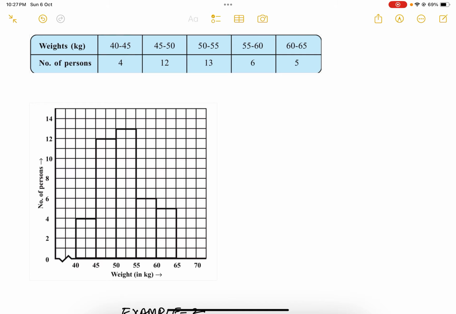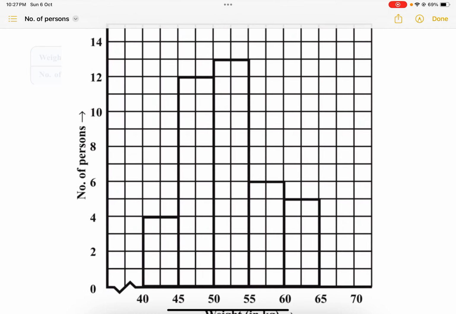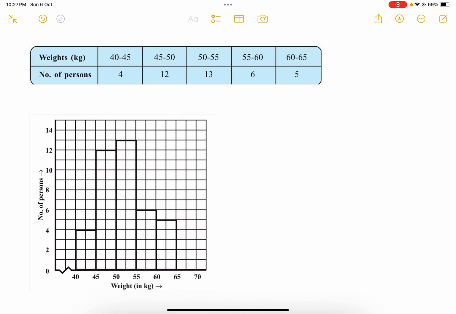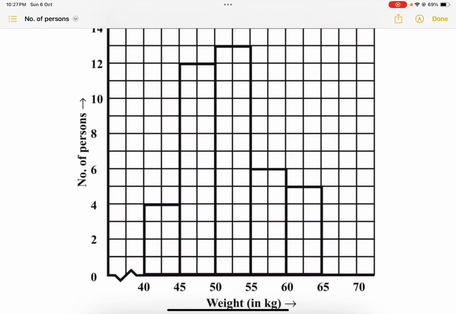Now look at this. Here it gives us that between 40 to 45, there are 4 people. 45 to 50, there are 12 people. 50 to 55, there are 13 here, right? 11, 12, 13. And then 55 to 60, there are 6 people.